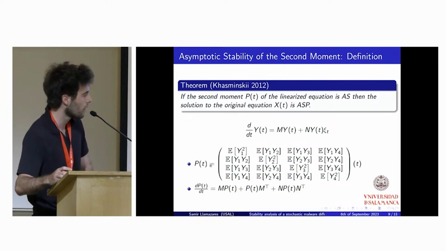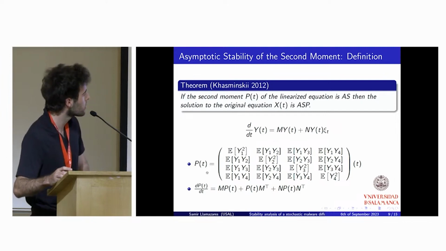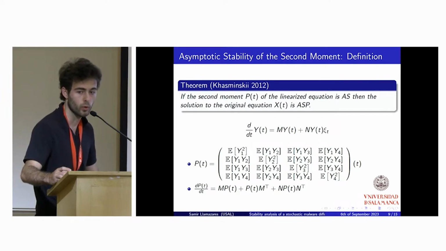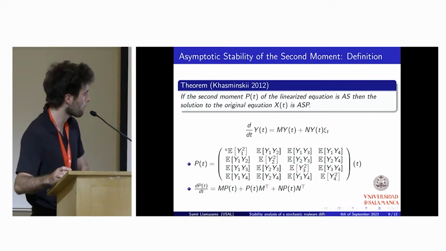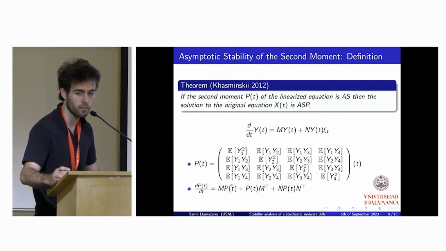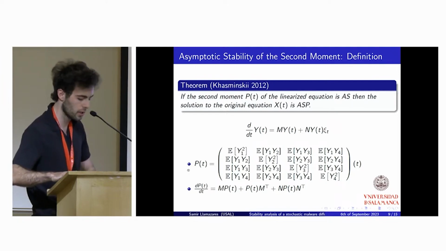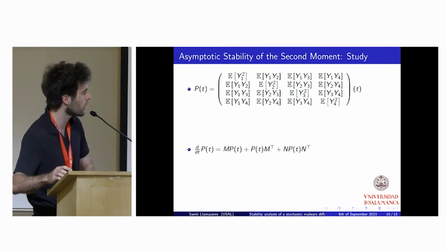Okay, so in summary, we're studying this linear equation. If we see that the second moment is asymptotically stable, we will have achieved what we wanted. So the second moment, which we've denoted by P, is given by this differential equation. Note that this differential equation is deterministic, not stochastic, because once we take the average, the moment, this is now a deterministic equation. Okay, so we want to see if P is asymptotically stable in the deterministic sense.